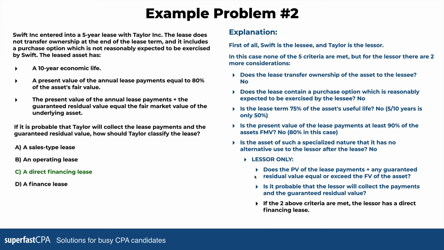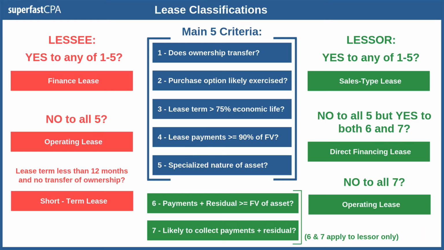So that's the distinction. So at this point, let's look at this hopefully easy to understand guide to classifying a lease. So on this side, we have the lessee, we have the main 5 criteria right here, and then you have the lessor's side that deals with everything in green.